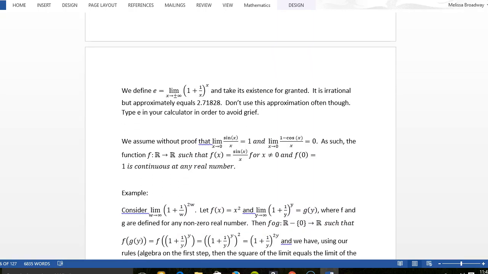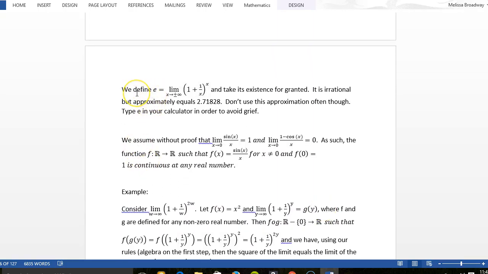But anyway, moving on, change of the guard. This is going to go back sort of to a horizontal asymptote concept. We define the number e to equal the limit as x goes to, just pick either infinity, of (1 + 1/x)^x, and we take its existence for granted. I'm not going to prove that it exists, but it does. It's a unique limit. This limit exists, it's finite. It equals a number called e.